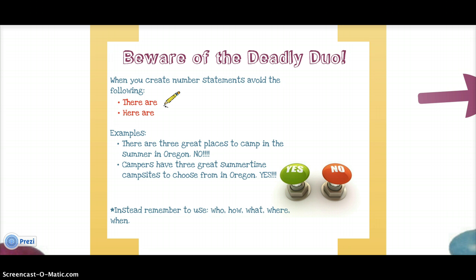A helpful thing to think about is, rather than starting with "there are" or "here are," start with who you're talking about, how they would go about doing it, what you're talking about, where you're talking about, or when. Again, the campers one, that's a who are you talking about, campers, and then the rest of the sentence.